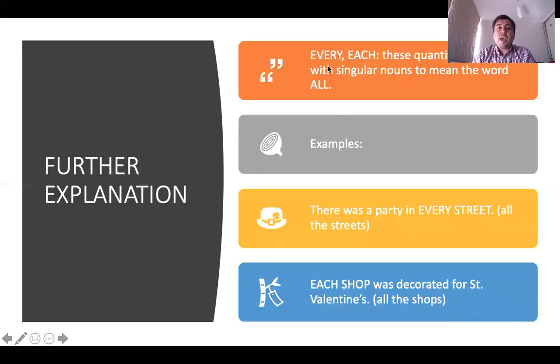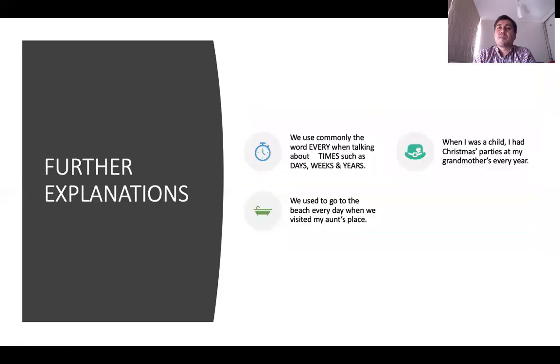Now let's go with the words every and each. These quantifiers are used with singular nouns to mean the word all. For example, there was a party in every street. Each shop was decorated for St. Valentine's or St. Patrick's or whatever. So both here are all the streets and all the shops. It means all, completely.